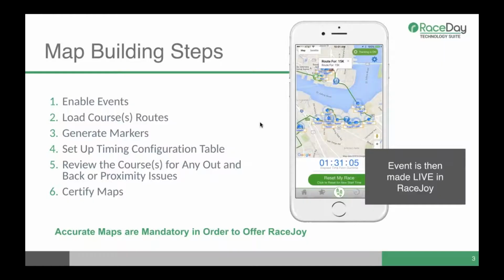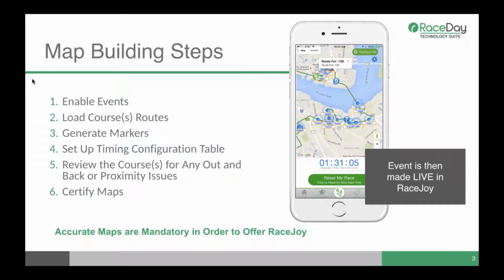All right, thanks, James. So to review, we're just going to get right into it. The map building steps you'll need to take are as follows. You'll want to enable your events, load in your course routes, generate markers, set up your timing configuration, and then review the course for any proximity and out and back issues. And then you'll want to certify your map. Once you certify all of your course maps, your event is then made live in RaceJoy.